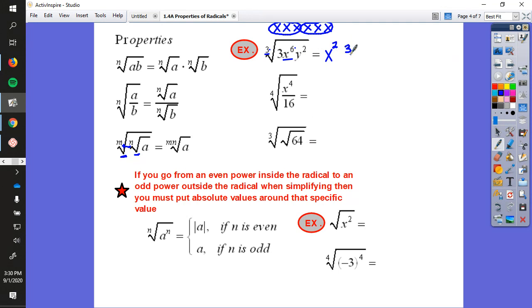And what you'll notice is that we just don't have enough y's. So sorry, you're 1 short. It stays inside, and we're done. That would be a simplification, taking groups out.